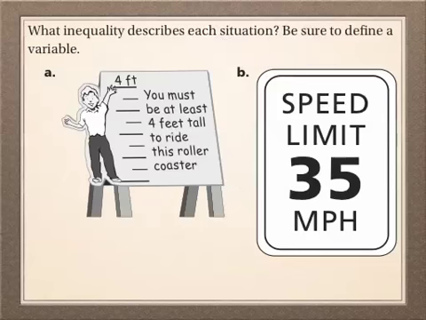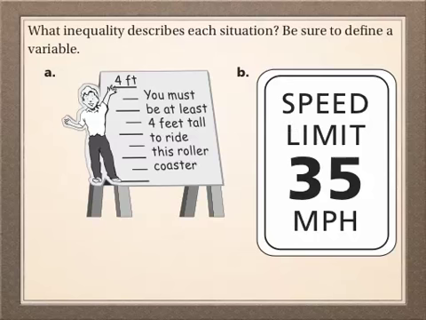The last example asks us, what inequality describes each situation? Be sure to define a variable. For example A, it gives you a sign, and it says you must be at least 4 feet tall to ride this roller coaster. Well, if you have to be at least 4 feet tall, you can be 4 feet, or you could be taller than that. You could not be, say, 3'11". That's not going to work.